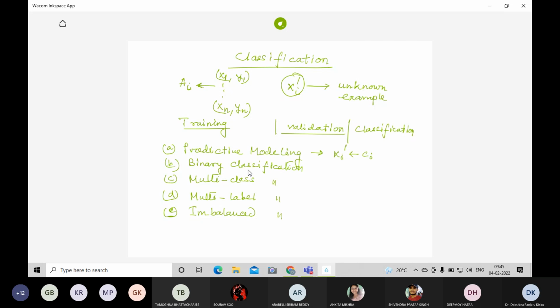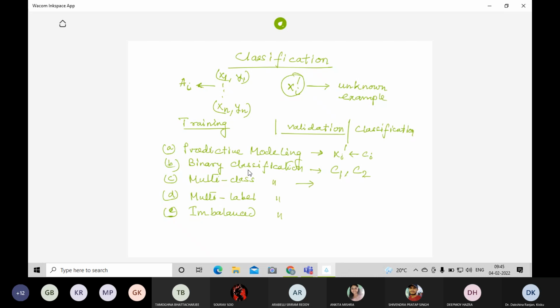So in binary classification we will have two classes, C1 and C2, and this unknown example xi dash is presented to the binary classifier. Then among these two classes C1 and C2, either C1 is assigned to the xi or C2 is assigned to the xi. So in a binary classification problem we have two classes, and we have to decide which will be assigned to the unknown example.